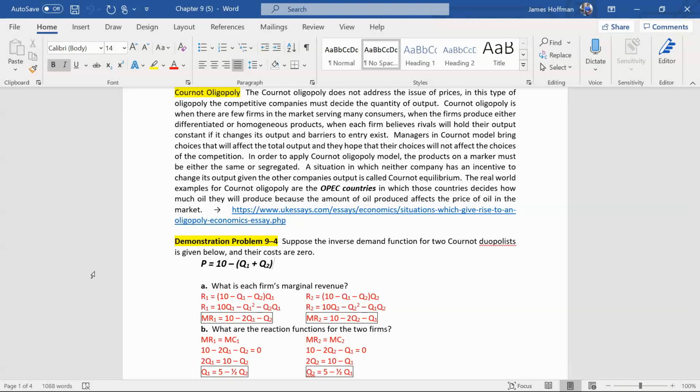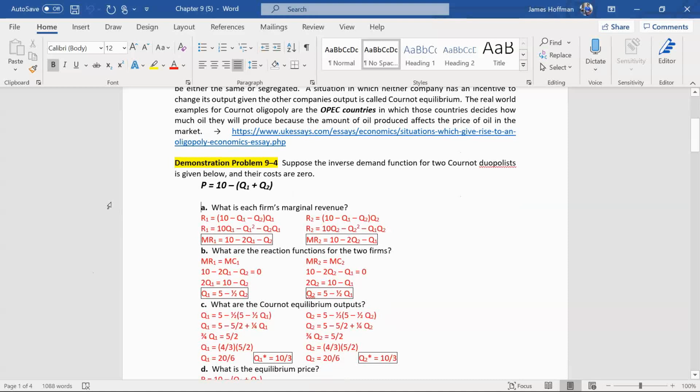Alright, so this is a demand function we're familiar with, but now we have two firms. Like you did in the homework, you had a demand function which was like 10 minus Q. The only difference here is we now have two firms, both in the same demand function. So price is determined by the output of the two firms together.